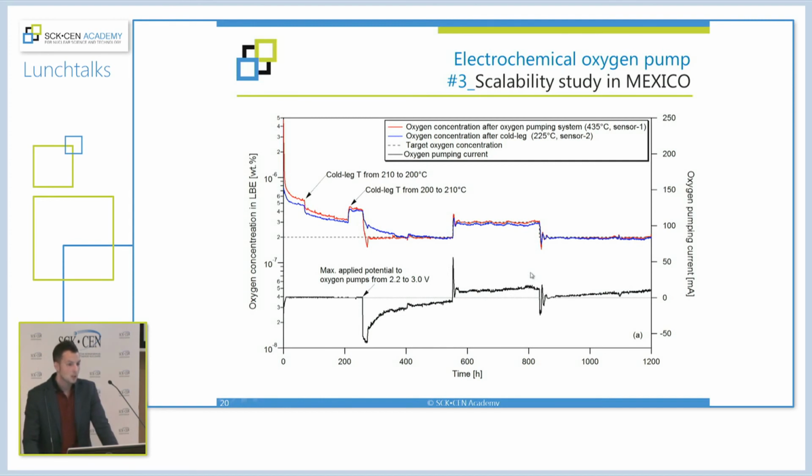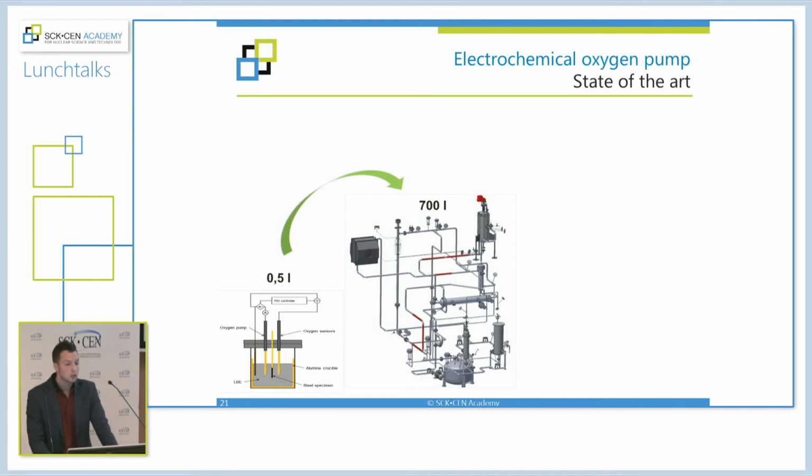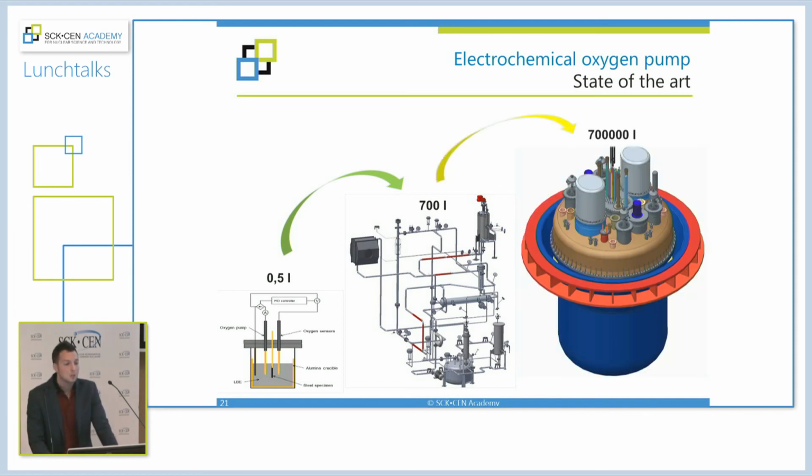So this is really a nice result. We were really happy with this. And what is going to be the next step? Well, we started from half a liter of LBE, and we thought we wanted to go to something bigger. So we moved to the Mexico loop, and successfully we could control oxygen. And what is going to be the next step? It's going to be the Mira case. We feel that this technology is ready for the Mira case.